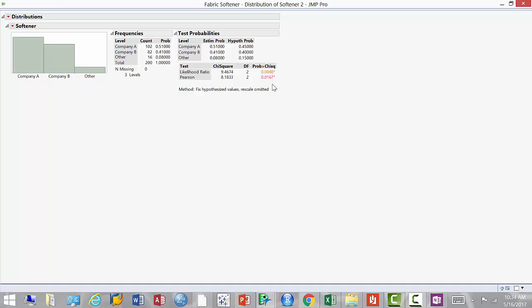Okay. All right. So let's take a 10-minute break, and then when we come back, we'll take a look at comparing two populations.